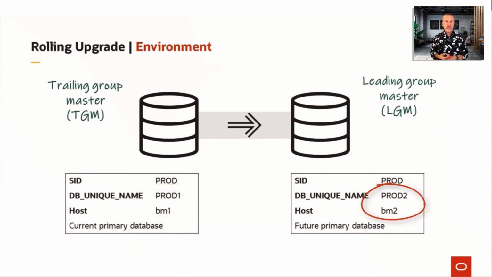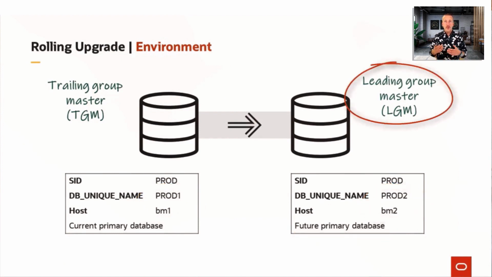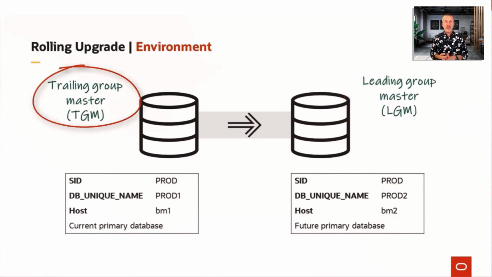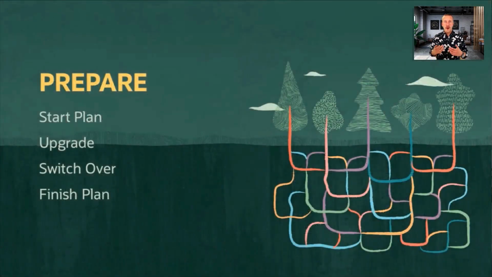The standby database is called Prod2, running on BM2, and this is the future primary database. We call Prod2 the leading group master, and the original primary database is called the trailing group master. First, let's prepare.